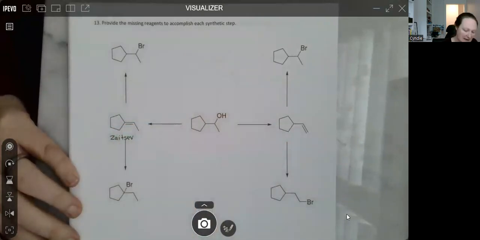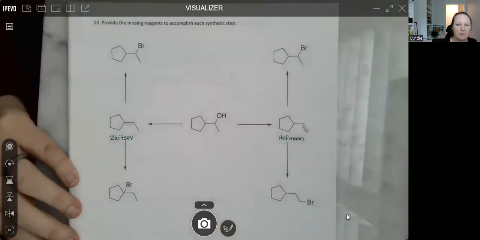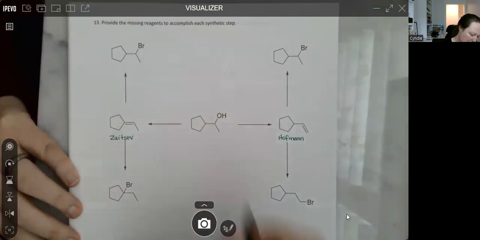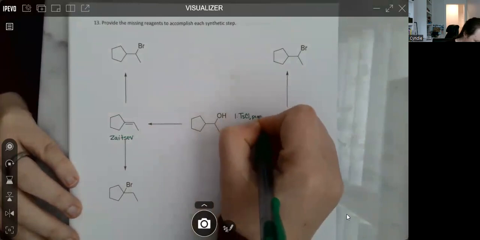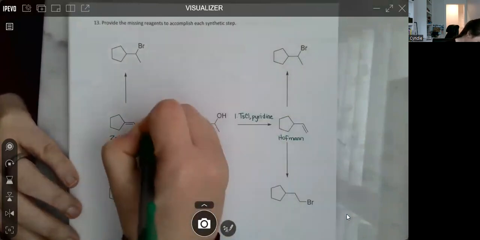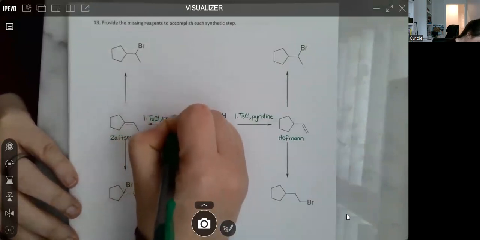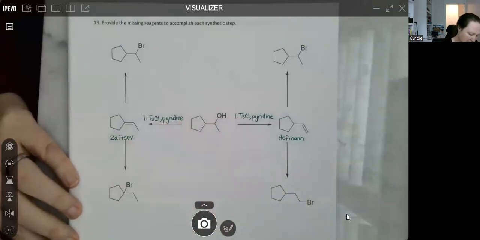This represents the Zaitsev product. This represents the Hofmann product. And so we would want to use a bulky base to get the Hofmann product and a non-bulky base to get the Zaitsev product. But because we're starting with a bad leaving group, right, we also want to think about starting off with a tosylation. And we would want to do that in both cases because we need a good leaving group regardless of which alkene we're trying to target.